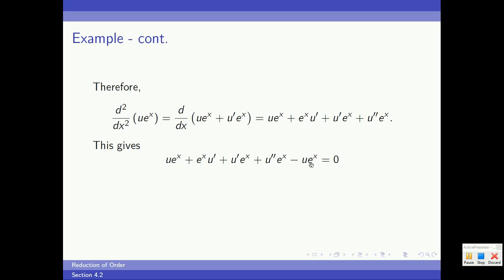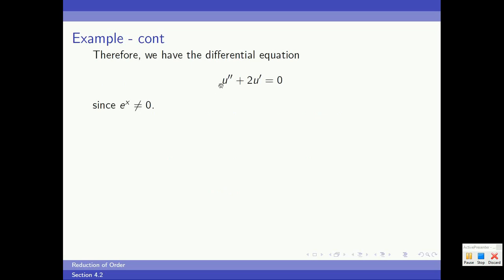So if we look at this, this u e to the x cancels with this u e to the x. We have two u primes here, and we have a u double prime. And all of this has an e to the x term in it, so what you can do is factor it out. Here this is the same thing as this one, so we have two of those. So we're going to have u double prime plus 2u prime, times e to the x, is equal to 0. But what this means is we actually have this differential equation because e to the x is never equal to 0. So we have this differential equation for u.